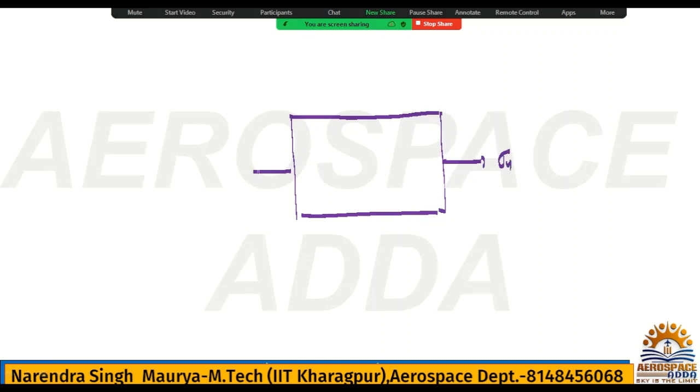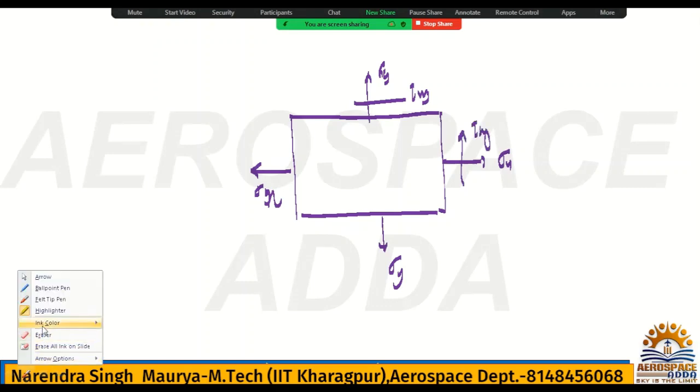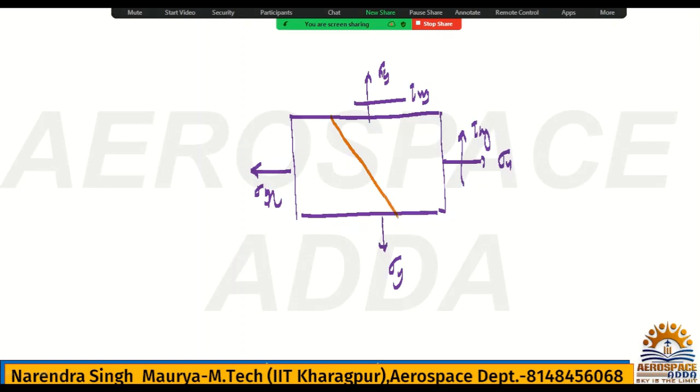Sigma x, sigma x, sigma y, tau xy, tau xy. Now we are interested in the shear plane. So principal plane. So I can say what the principal planes are that we have here.